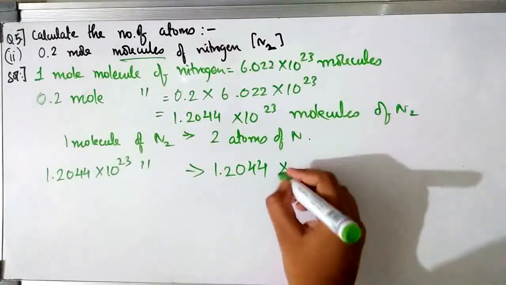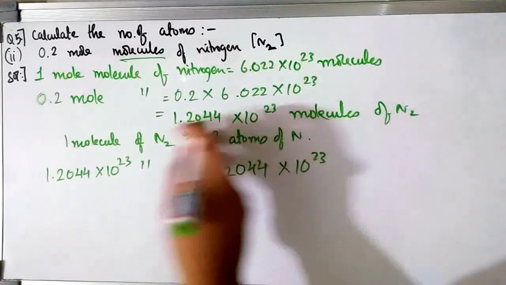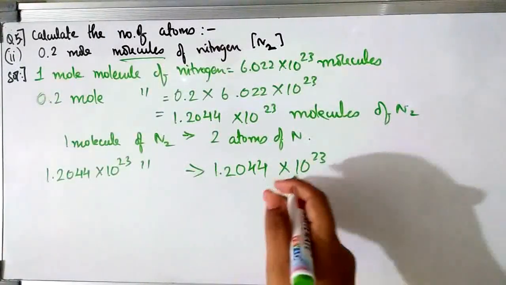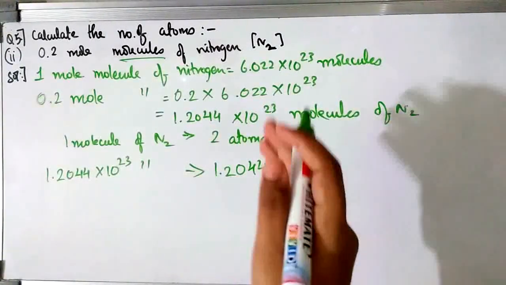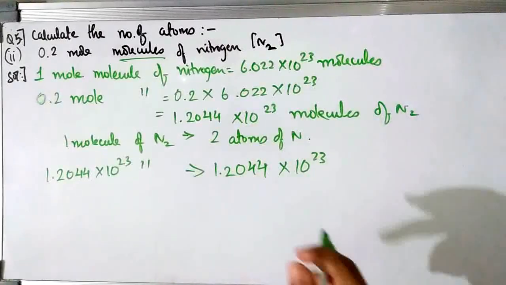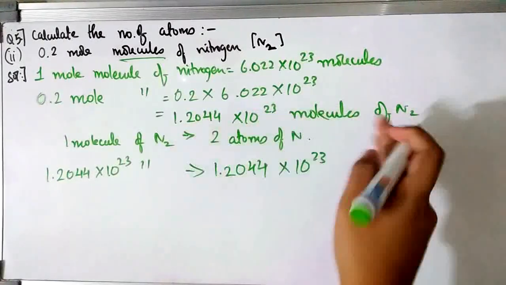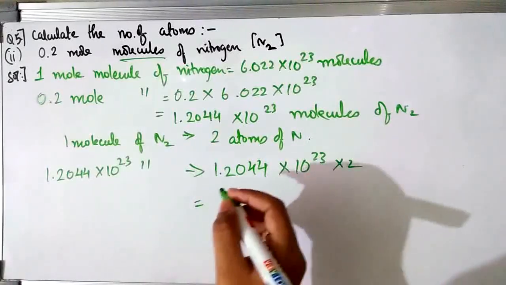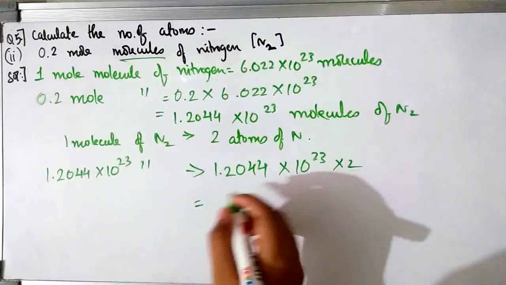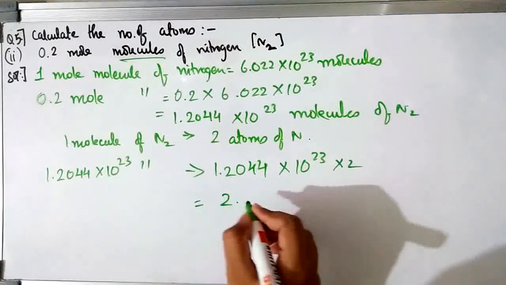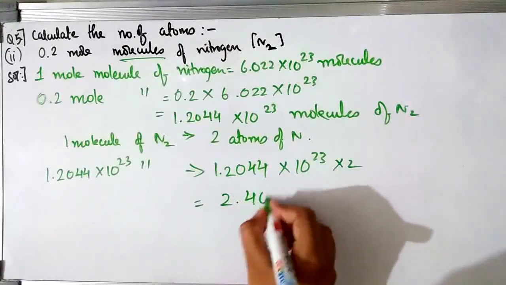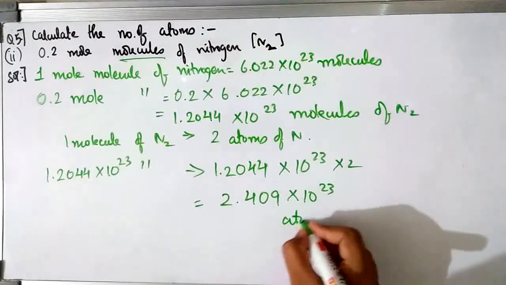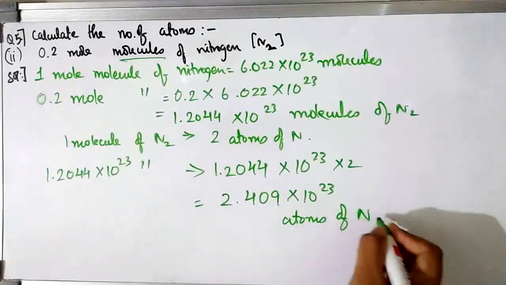Okay, so we have to multiply that number with 2 because that is the number of molecules that we have got for 0.2 moles, but we have to find out the number of atoms. So there are two atoms of nitrogen present in one molecule, so we are just going to multiply the final value we got with 2, so that we get the number of atoms this time, and the number of atoms will be 2.409 into 10 to the power 23 atoms of nitrogen.